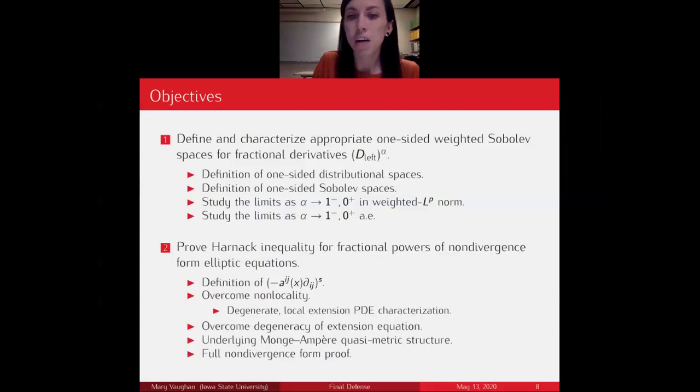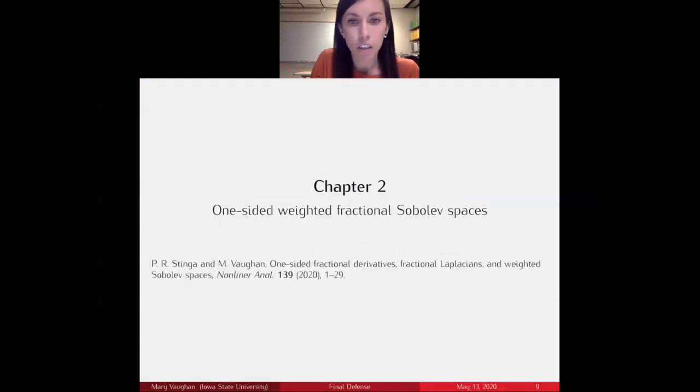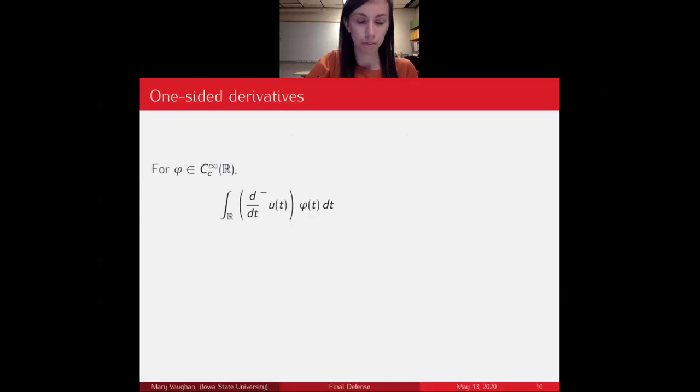We don't want to use any divergence techniques. So we go full non-divergence. Okay, so without further ado, let's discuss chapter 2: one-sided weighted fractional Sobolev spaces.